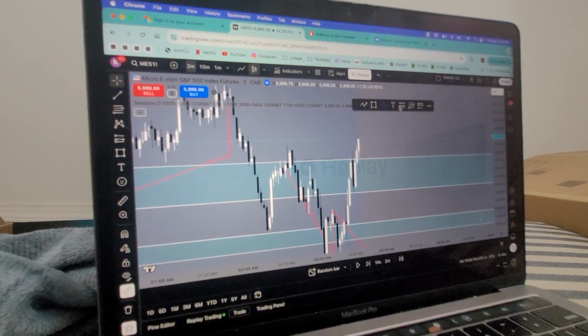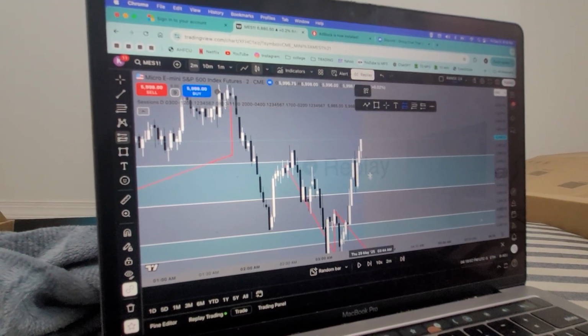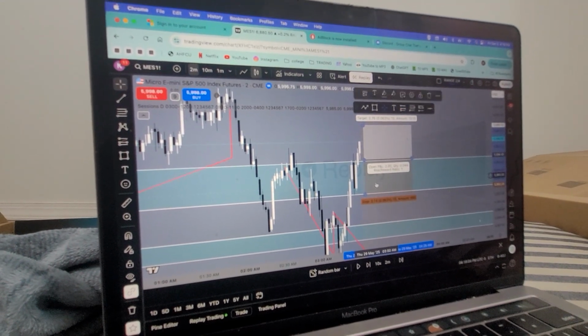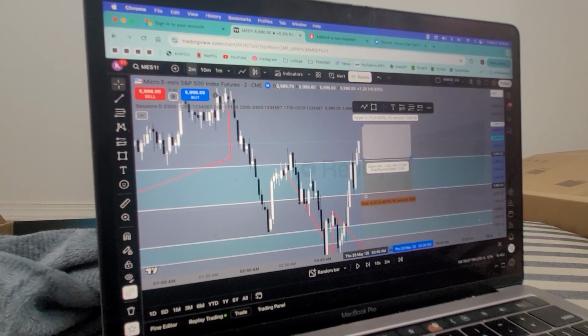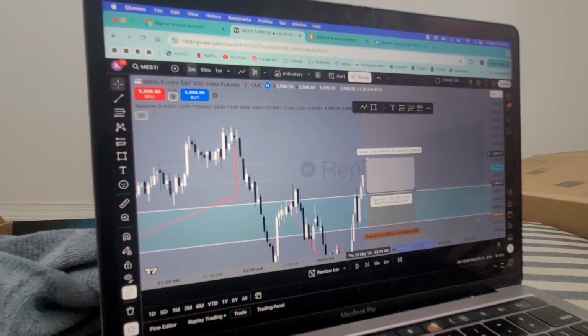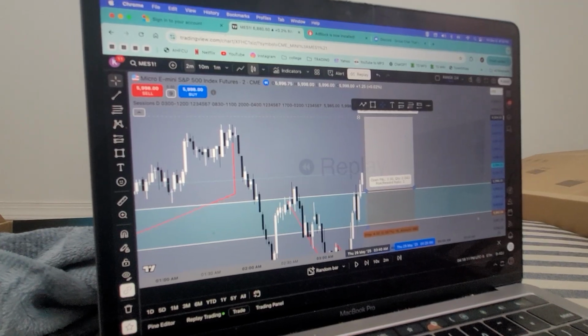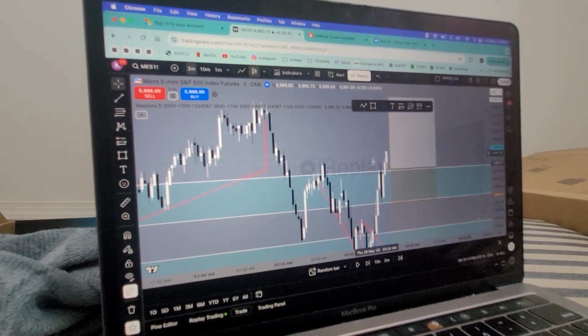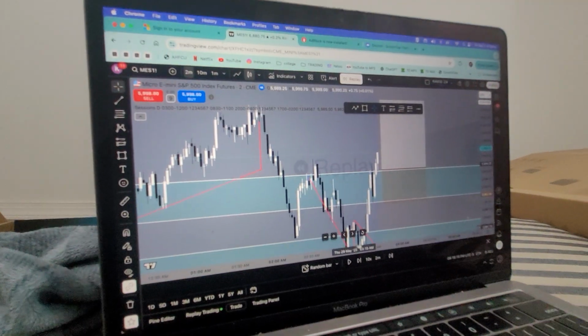I want to see if we can get an entry here. Let's see how big the John is. It's like 15. What's a 1 and 2? 1 and 2 is the highs. Let's just take it.